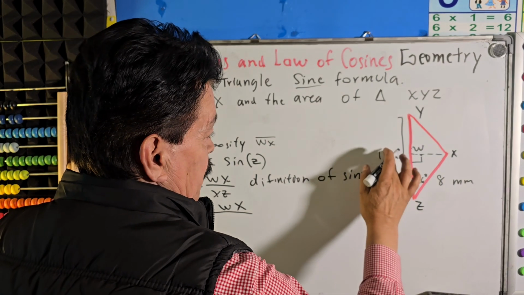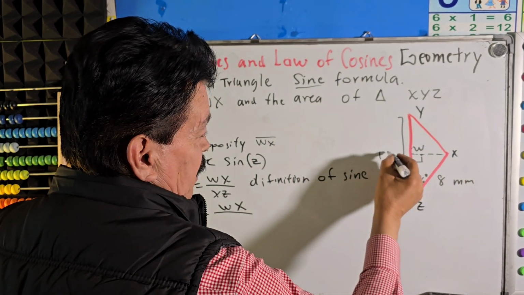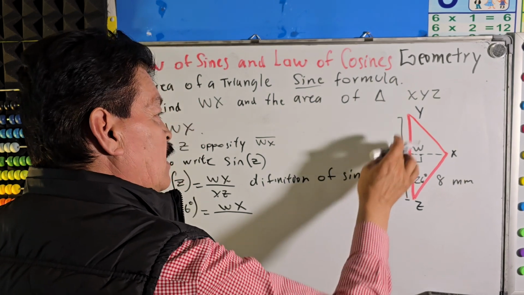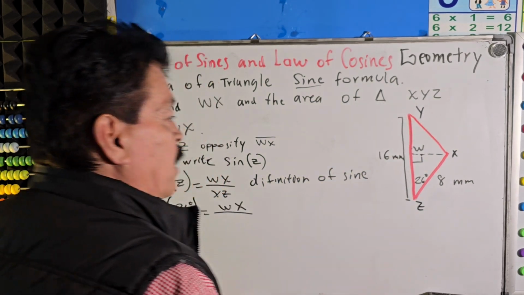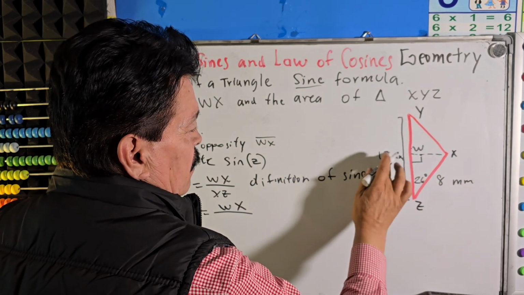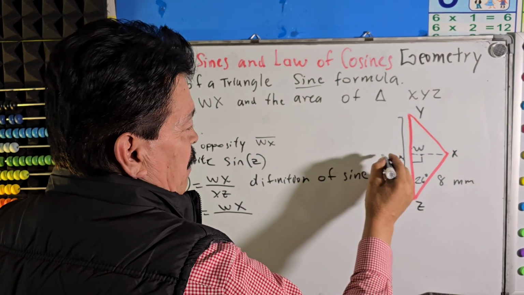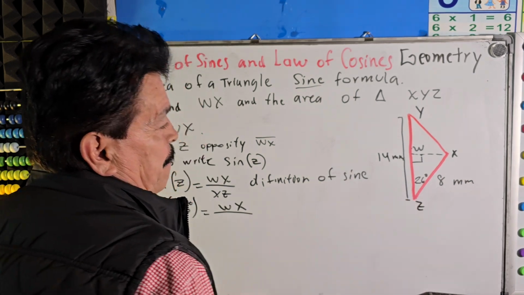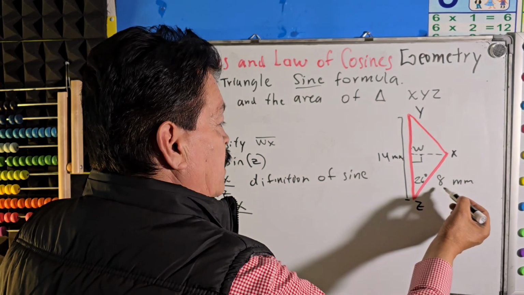Let me do 16 right here. 16, yeah, not 14, 16 this side. Okay, 14 this way, 14. Keeping the same 14, and then this side is a hypotenuse in this case.